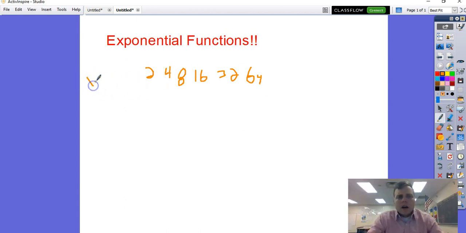Well, I could say y is equal to 2 to the x. Okay? When x was 1, 2 raised to the first power is 2. When x was 2, 2 raised to the second power is 4. When x was 3, all right, 2 raised to the third power is 8. Okay, and so on and so on.